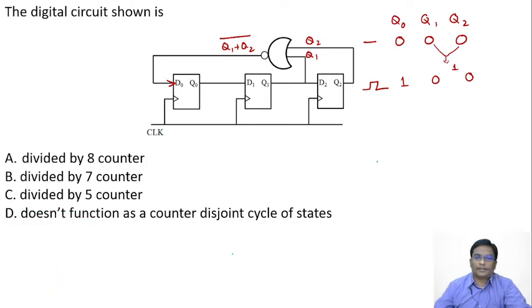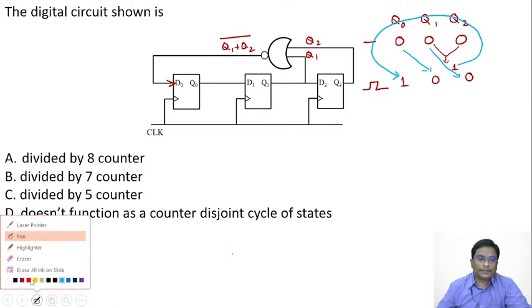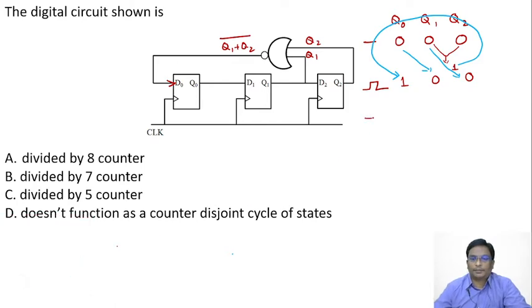You notice here, this 0 will be transferred here, this 0 will be transferred here, and this 1 will be coming over here. If I give another pulse, this 1 will be transferred here, this 0 will be transferred here. And it says 0 NOR 0, 0 plus 0 whole bar, nothing but 1. That 1 will be coming.